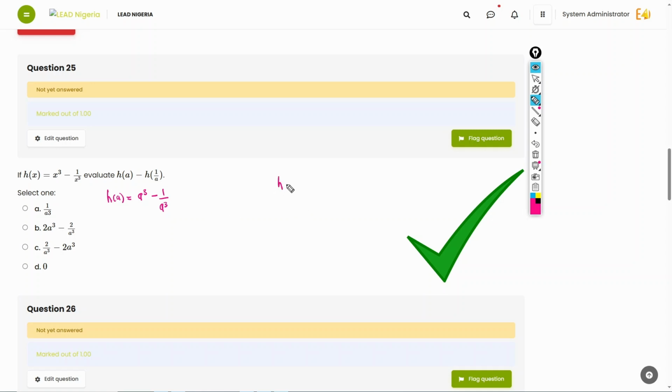Now, H of 1 over A, on the other hand, would be 1 over A cubed minus... Okay, so for this part, I'll just go and do it in the corner, right? So I want to do 1 divided by 1 over A cubed. I would rather just do 1 divided by 1 over A cubed. If I write it that way, it's easier for me to process. That'll be 1 times A cubed over 1, which just gives me A cubed. So this guy gives me A cubed on the other hand.